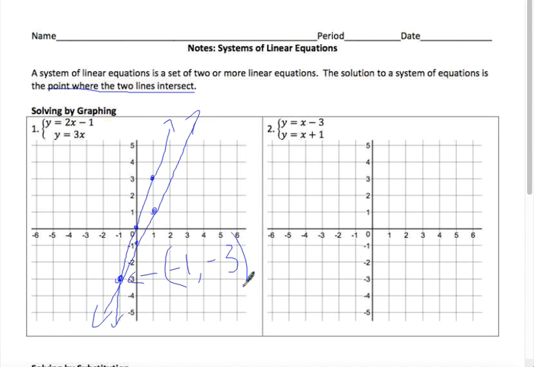Obviously, the graphing method is prone to some human error, but if you graph in a program like Desmos and you click, you would actually just be able to see right there that they intersect. And in this one, for instance, we have y equals x minus 3, slope of 1, y-intercept of negative 3, and y equals x plus 1, slope of 1, y-intercept of 1.